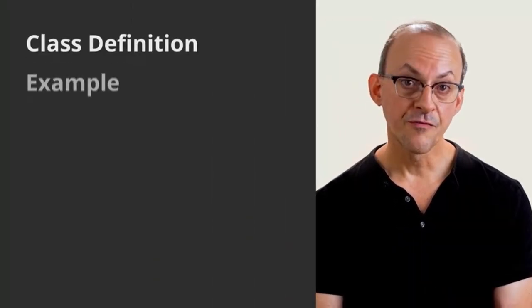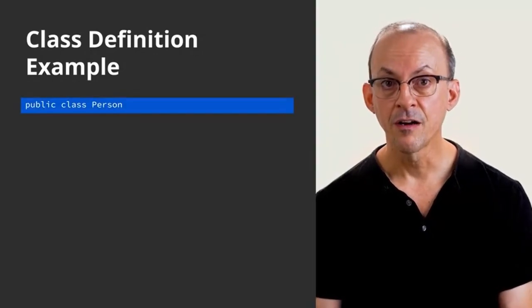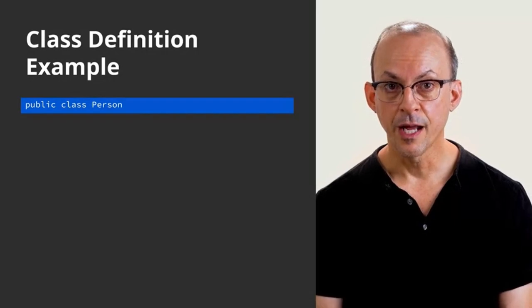Suppose a developer wants to define a person class with properties name and age, a constructor to initialize these properties, and a method to display the person's information. To define this class in C#, start by declaring it with the public access modifier, followed by the class keyword and the name person.